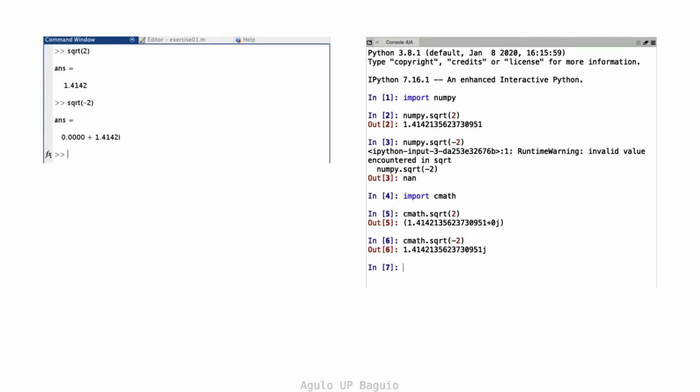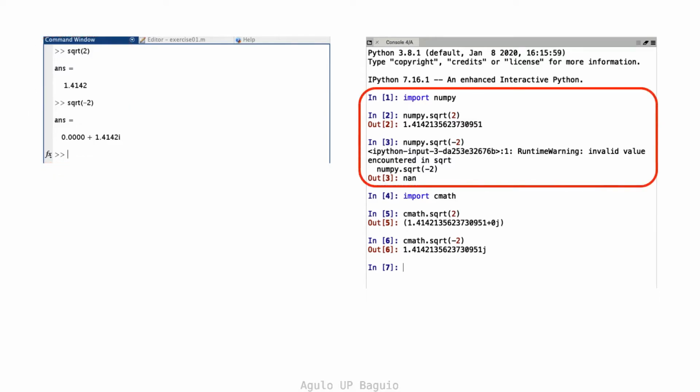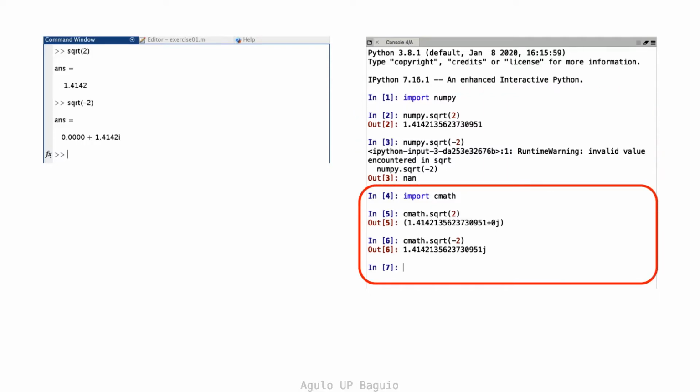Another difference worth mentioning is that the square root function in MATLAB accepts negative values and outputs a complex number. So there's no need to implement the fourth case in the flowchart. On the other hand, the square root function in the NumPy module in Python does not accept negative values. However, if you use the square root function in the CMath module in Python, it does accept negative values and outputs a complex number.